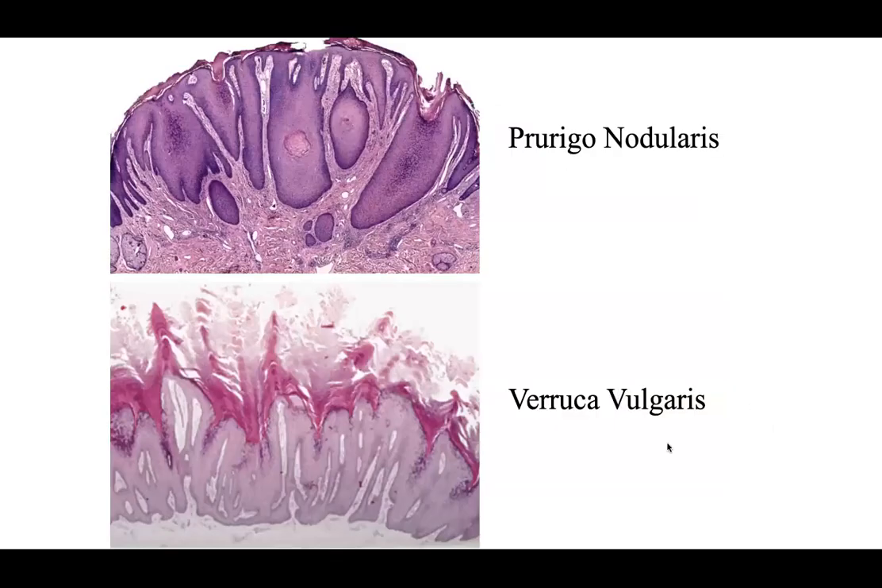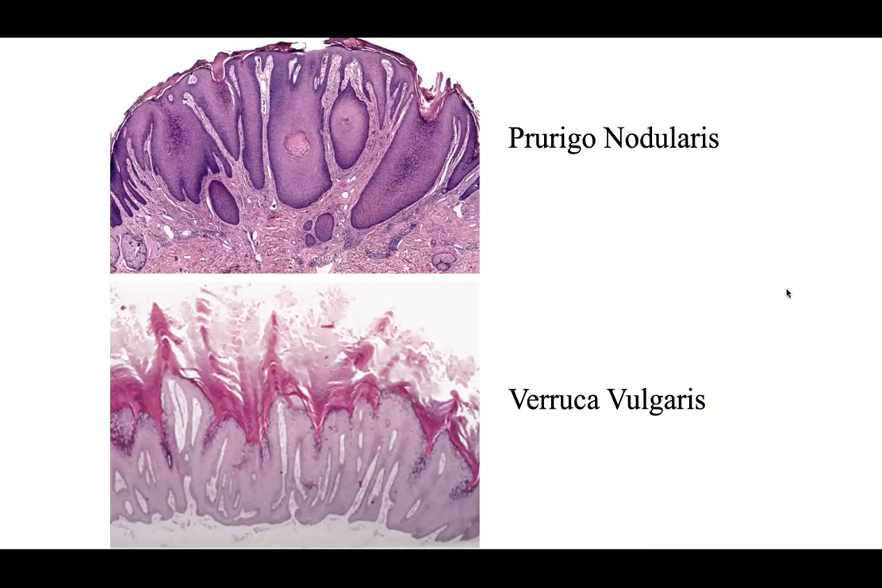Prurigo nodularis and verruca vulgaris have some similarities in terms of the inbending of the sides of the epidermis. That's called buttressing. And you can have elongation of the dermal papilla with some kind of thin suprapapillary changes, almost like psoriasis in a way, with towers of parakeratosis and papillomatous architecture, some intracorneal hemorrhage. So this is a case of verruca vulgaris.